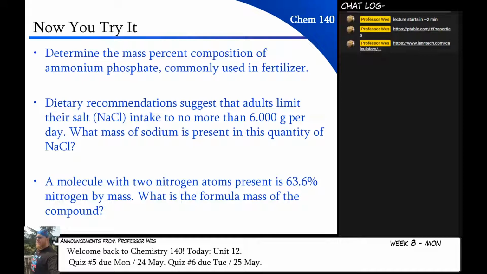Alright, so hopefully you had a second to look at these problems. Maybe even do one or two of them. I'll give you a few more minutes to work on them. The first one is literally type it in Lenntech. The second and third ones are similar to what we did before. We'll go over all the answers in like 3 or 4 minutes.